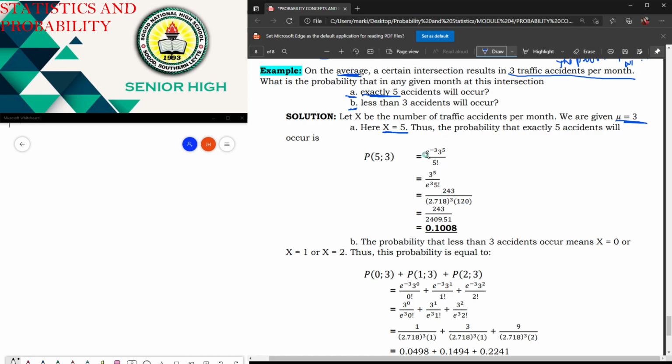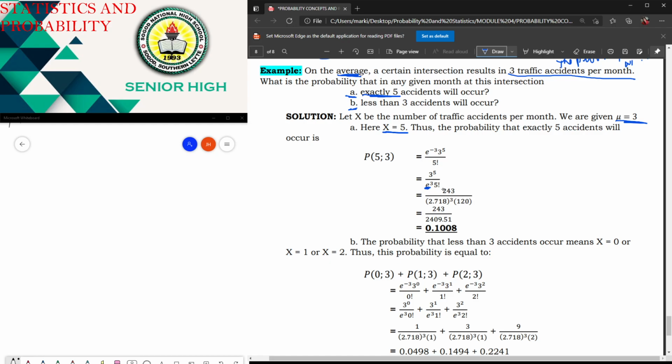So you have e raised to negative 3, 3 raised to 5 over 5 factorial, and then the denominator, that's why it's become positive here because it was transferred to the denominator. So e raised to 3, 5 factorial. So again, e, substitute by natural logarithm, we have 2.718 raised to 3, and 5 factorial, that is 120.